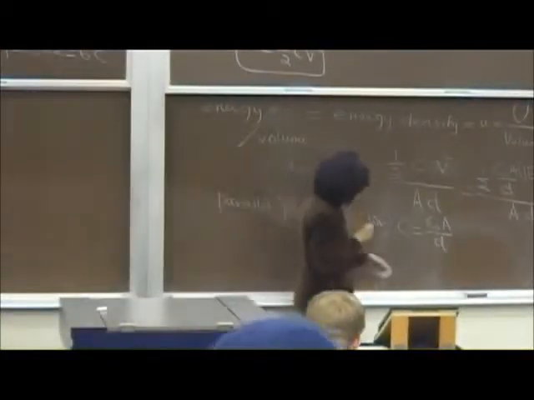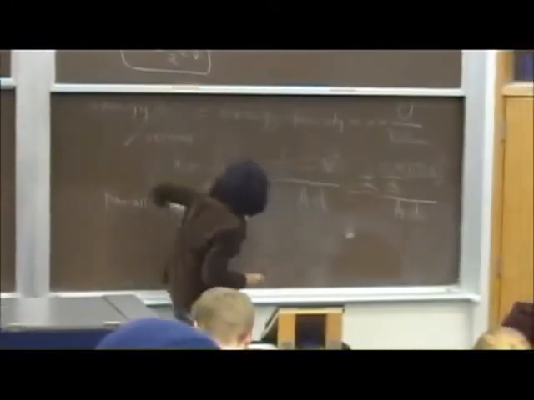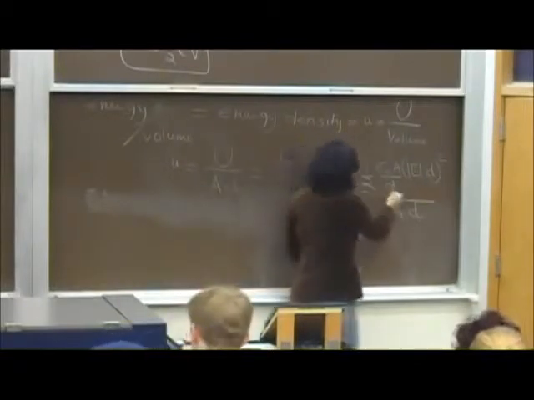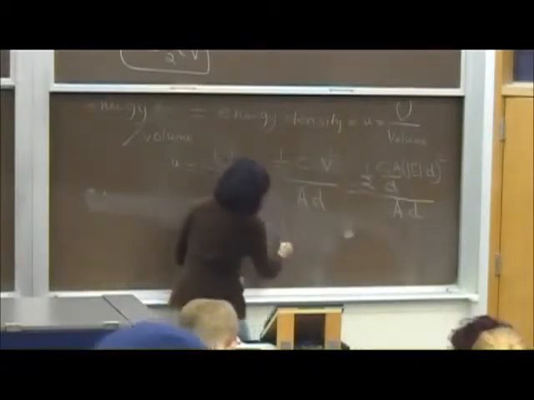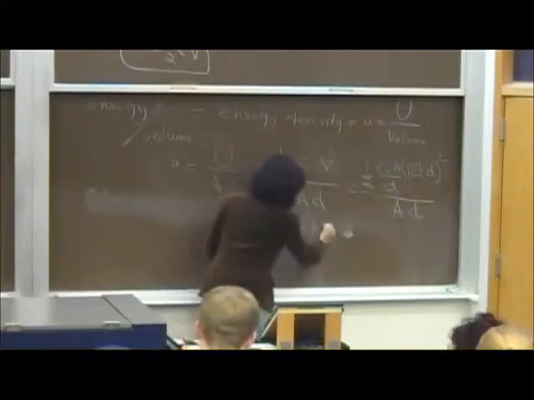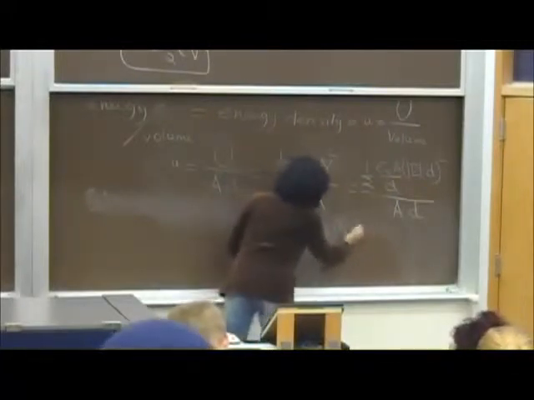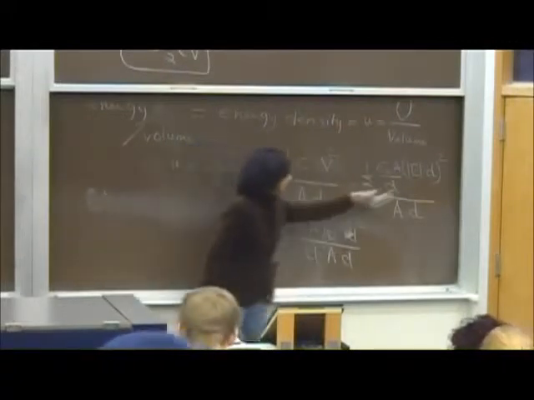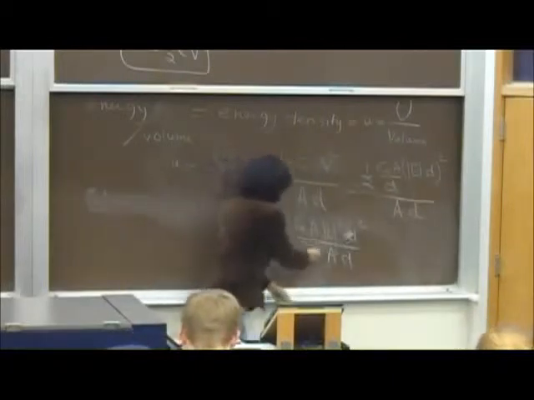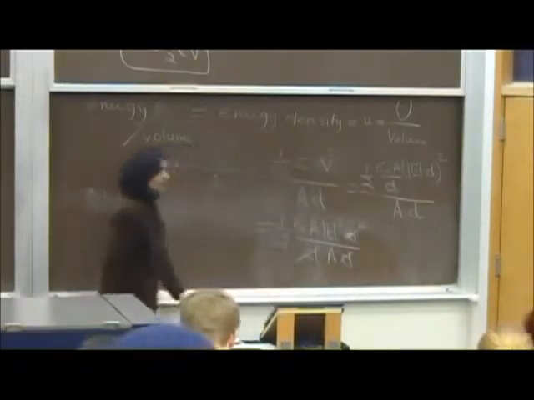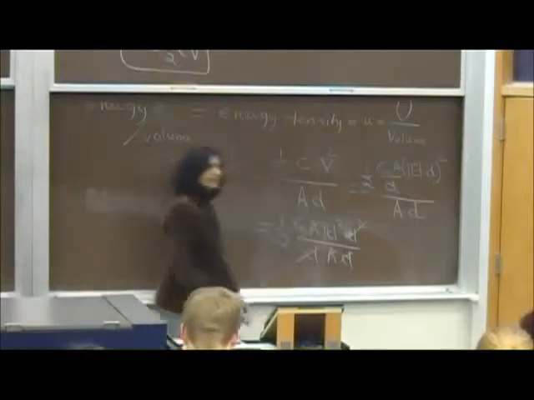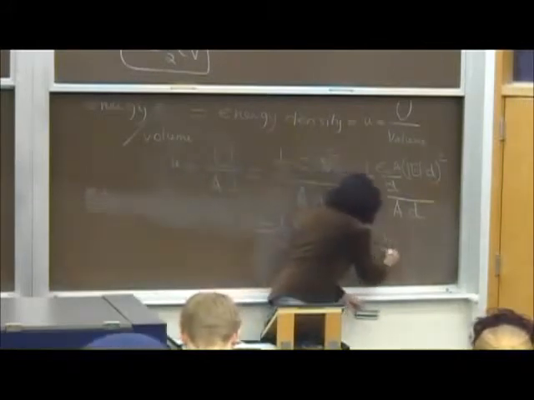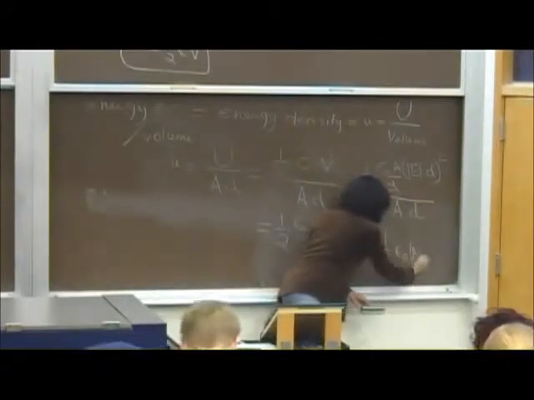I hope everybody can see. Let me erase this. I hope everybody can see here that what we have is half epsilon 0 A electric field squared D squared divided by D times A times D. You know, this D, this A, this D, there are 3. This D and this D squared get cancelled. This A and this A get cancelled. You see? So what am I left with? I am left with half epsilon 0 E squared.